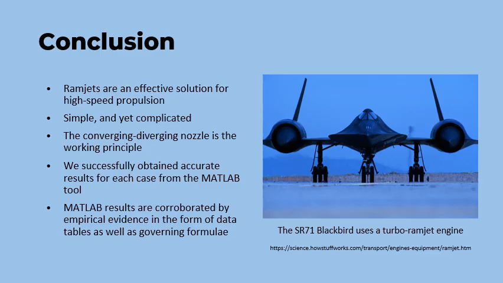The famous SR-71 Blackbird, pictured on the right, used a combination of a turbojet and a ramjet engine, giving it an operating speed range between 0 to Mach 3.2. Our analysis with the MATLAB tool yielded accurate results for each case, evidenced by the comparisons we performed of various values obtained from empirical evidence in the form of data tables as well as governing formulae. All in all, this presentation provided a hopefully useful insight into the working principles of the ramjet, the various conditions it operates at, and an analysis of the useful simulation tool by William Davenport.